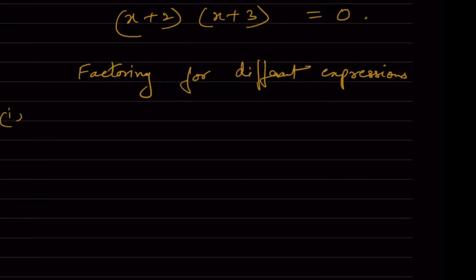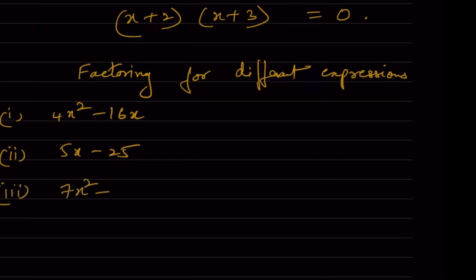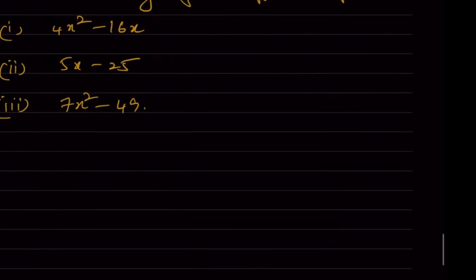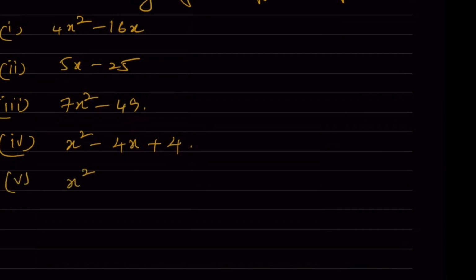Suppose it is given as 4x square minus 16x. Then in the second one you're given 5x minus 25. Then 7x square minus 49. Then as the fourth one, suppose you're given x square minus 4x plus 4. In this way it goes on, there are so many you can write. x square minus 5x plus 6. So how do we do all such types of problems? These are all the different types of problems.